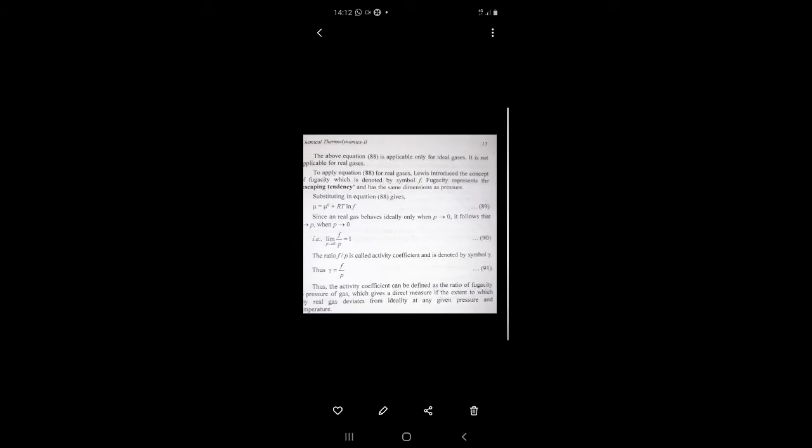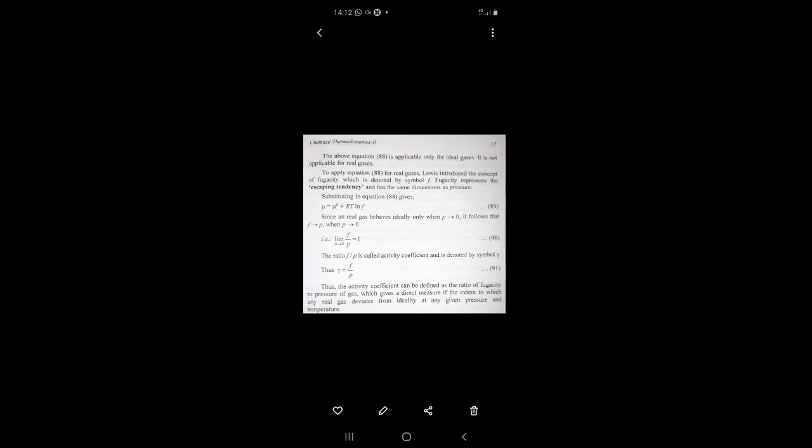Therefore, to apply equation 88 for real gases, the concept of fugacity was introduced. Actually equation 88, mu is equal to mu 0 plus RT ln P, is only for ideal gases, but here we have real gases. So can we use equation 88 for real gases? Yes. Lewis introduced the concept of fugacity. Who introduced the concept of fugacity? Lewis. And this fugacity is denoted by the symbol small f.